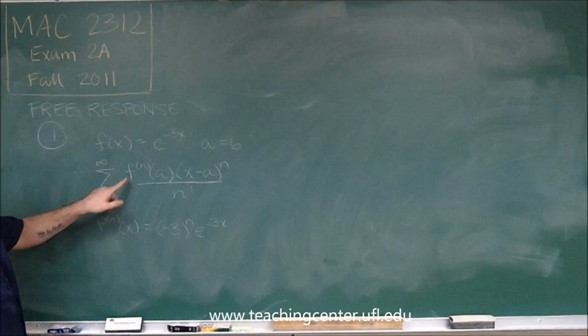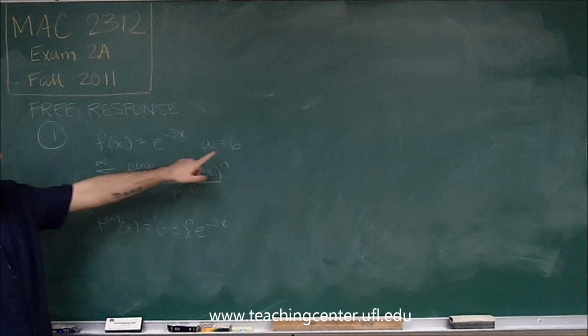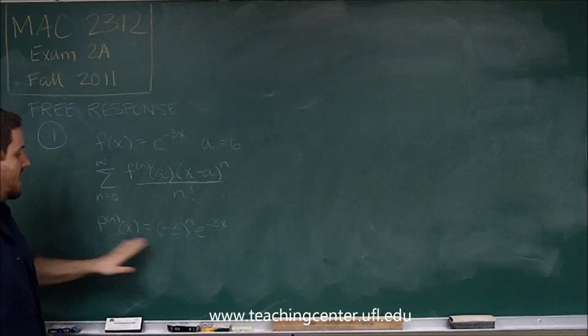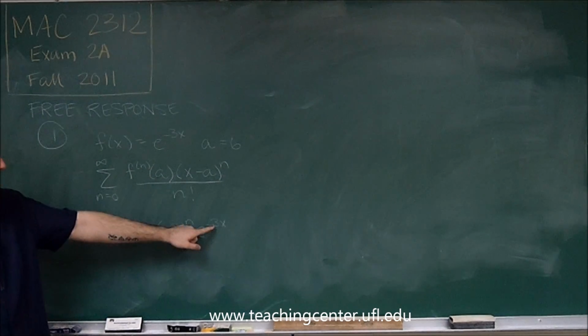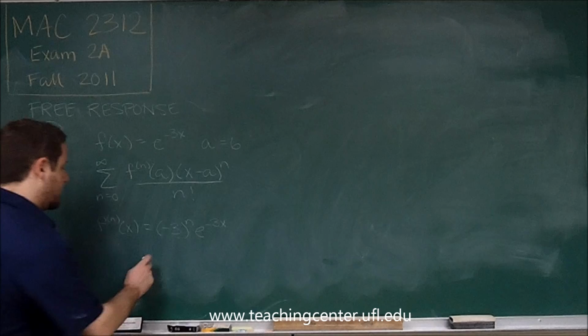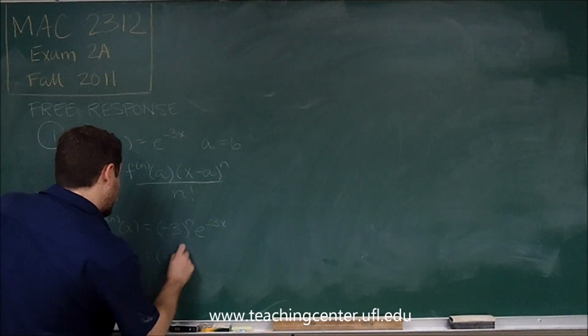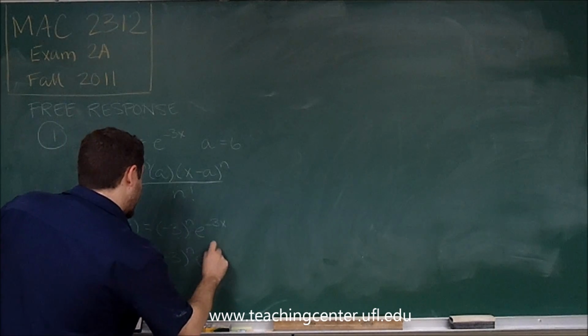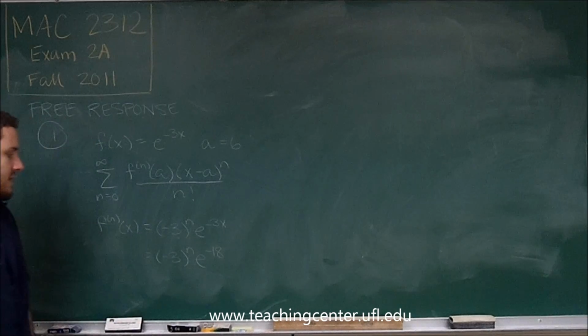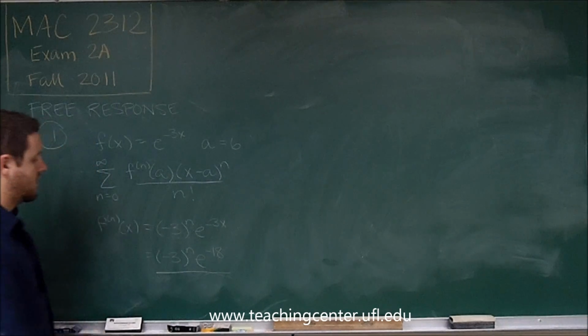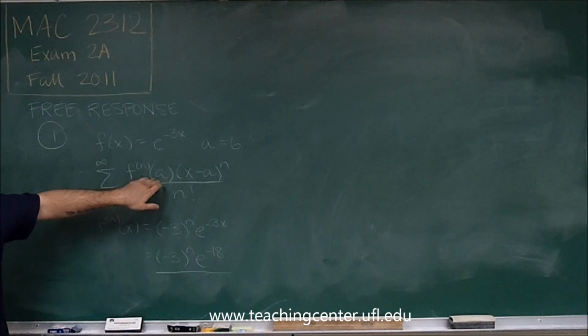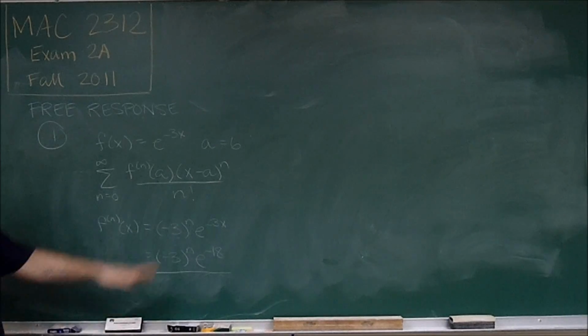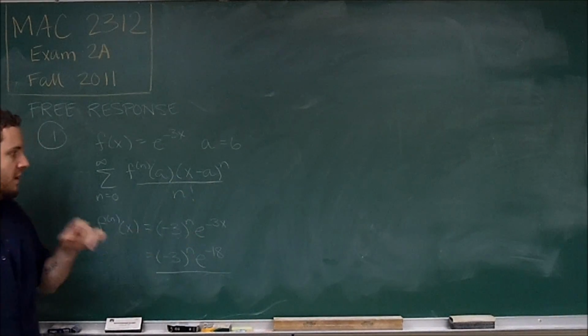But what are we doing? We're doing the nth derivative at a, and a is 6. So everywhere there's an x in here, we're going to be plugging in 6, which is only right there. So we get negative 3 to the n times e to the negative 18. So this part right here is our nth derivative at a.